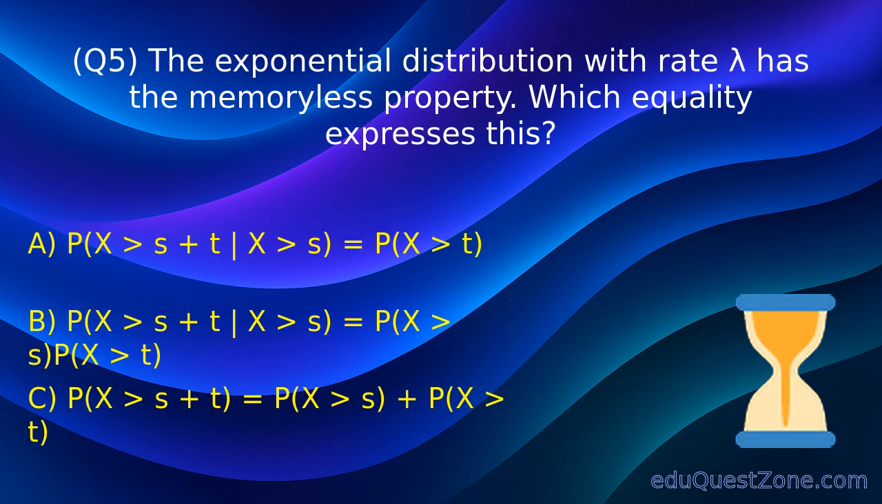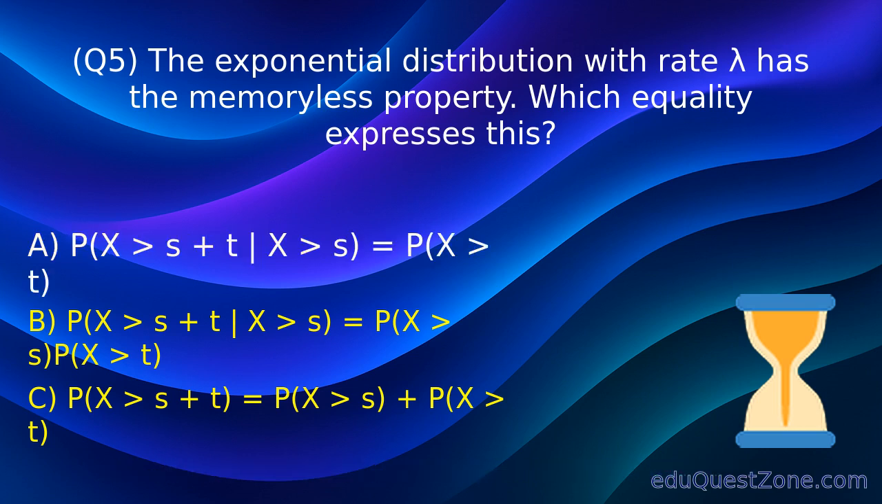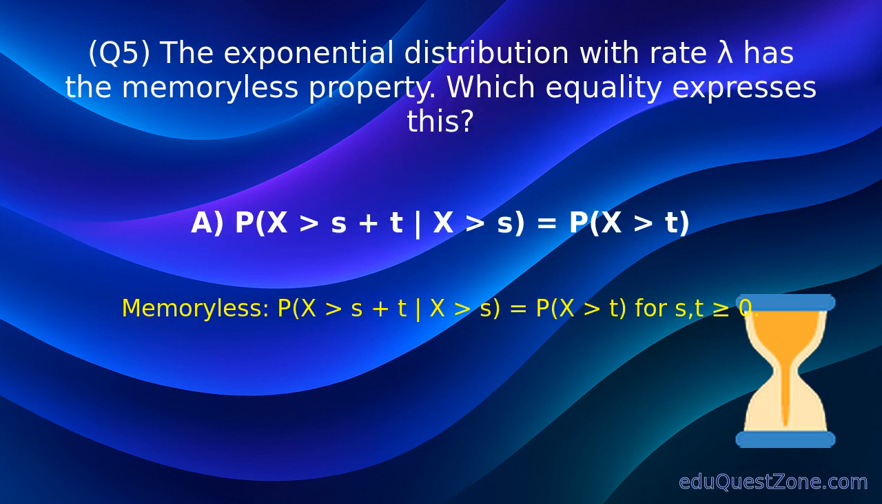Question 5. The exponential distribution with rate lambda has the memoryless property. Which equality expresses this? Option A: probability X greater than s plus t given X greater than s equals probability X greater than t. Memoryless property.